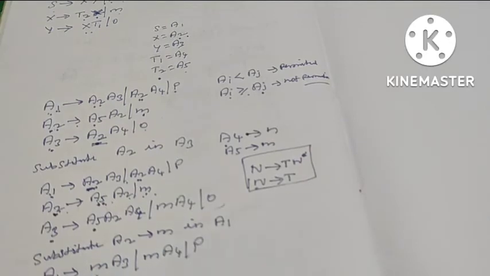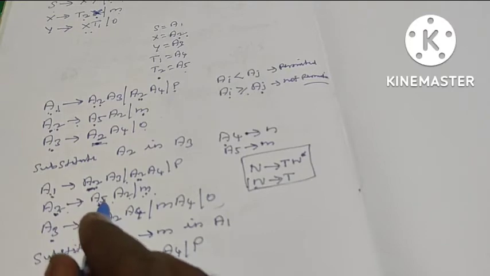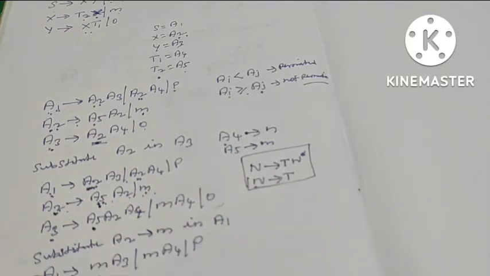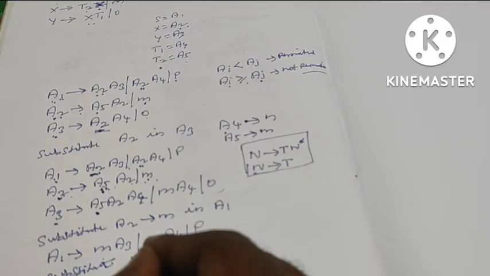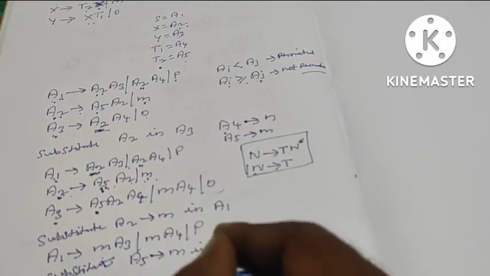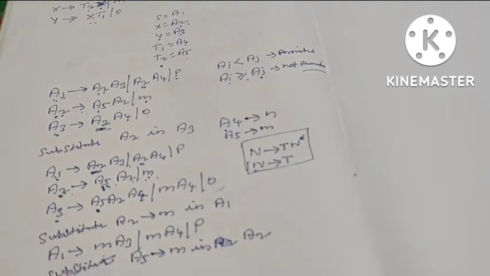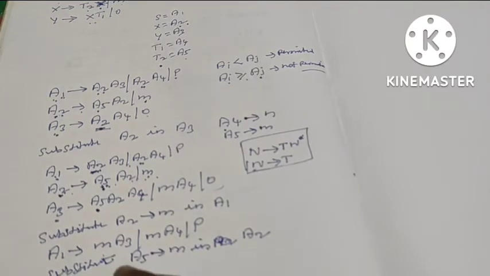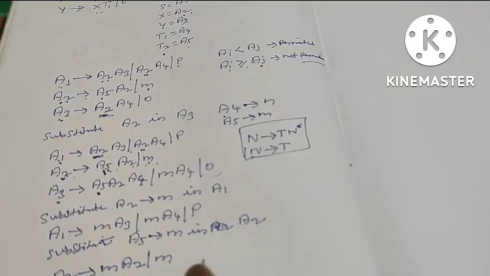Now we take up this production here. A5 has to be replaced by this production, M. So substitute A5 tends to M in A2 here. So A2 tends to M A2 bar M, where A5 is replaced by M. Now this is also done.